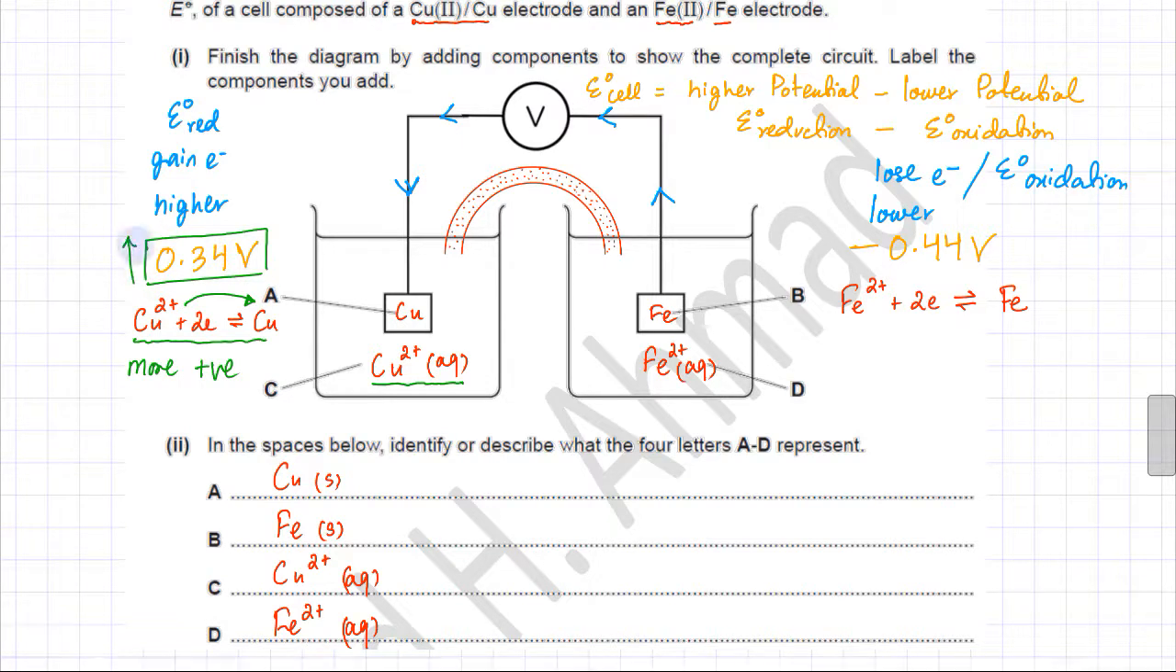And if it becomes greater, when you were calculating the E0 cell, you were subtracting the higher potential minus the lower potential, the lower potential being minus 0.44 volts. The higher potential was 0.34 volts. So if the E0 of the left electrode, the one over here, becomes greater than 0.34, then the potential difference between the two values, the E0 cell, is going to be bigger.